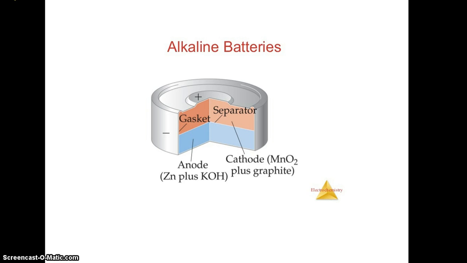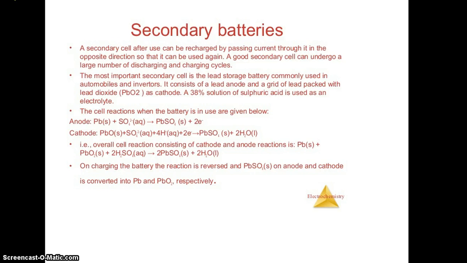Next battery is the alkaline battery. The same zinc and MnO2 batteries are considered as alkaline batteries. So primary battery means it cannot be reused, and it works for a short period of time. Secondary battery means it is a rechargeable battery. We can reuse it again and again. It is mainly used in inverters as well as automobiles.